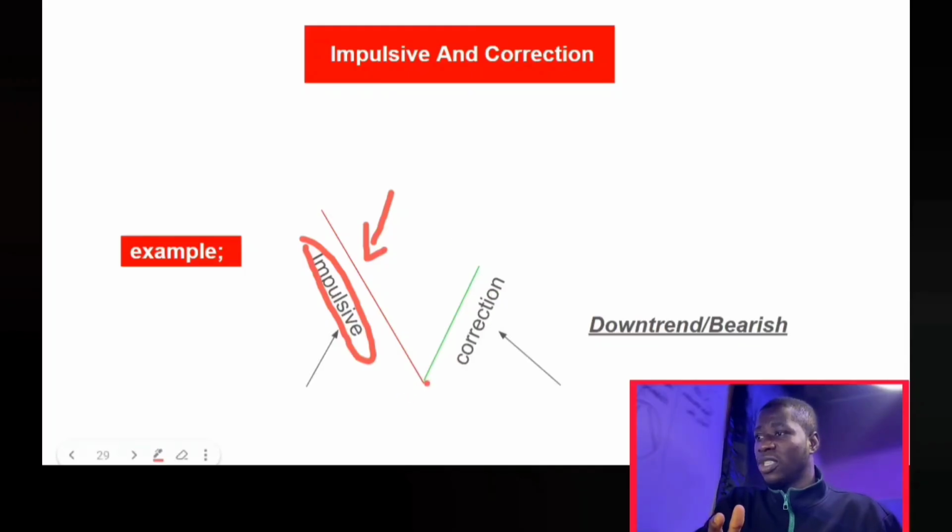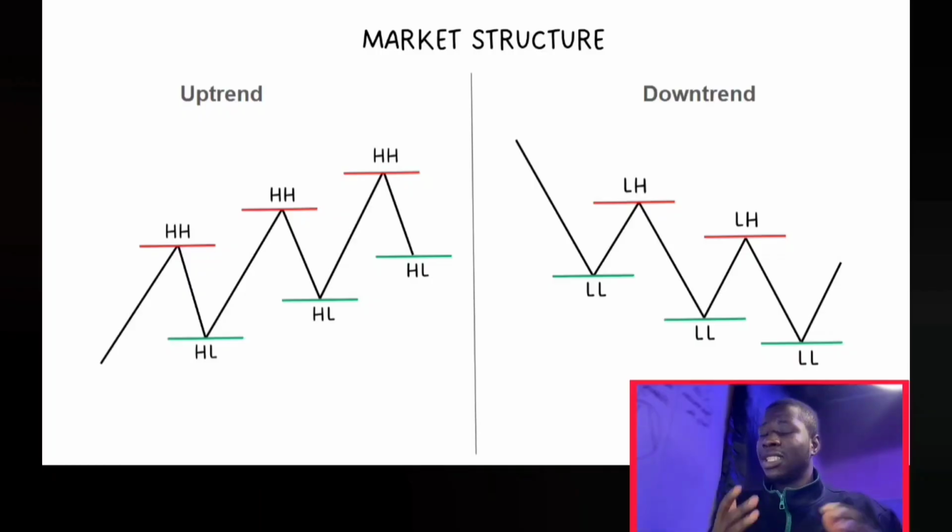And the move towards the upside, which is this move with the green line, is considered to be your correction move, right? So take note of these, guys. It is easy to identify, and you would know this even better as we move along. So guys, now let's talk about the cycle of an uptrend or a downtrend.